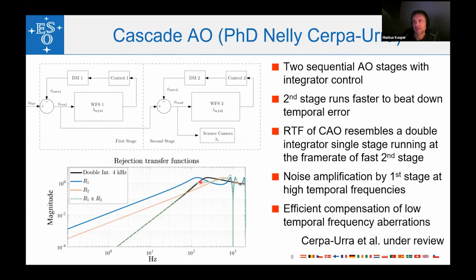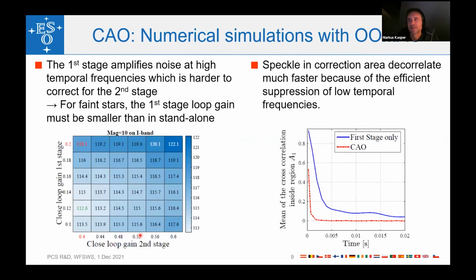So this makes basically the error rejection a bit worse in this frequency regime. And you also have the efficient compensation of the low temporal frequencies here. So the speckles at low frequencies are really well corrected. So you expect also an effect on the speckle lifetime. And both effects we can see in numerical simulations.